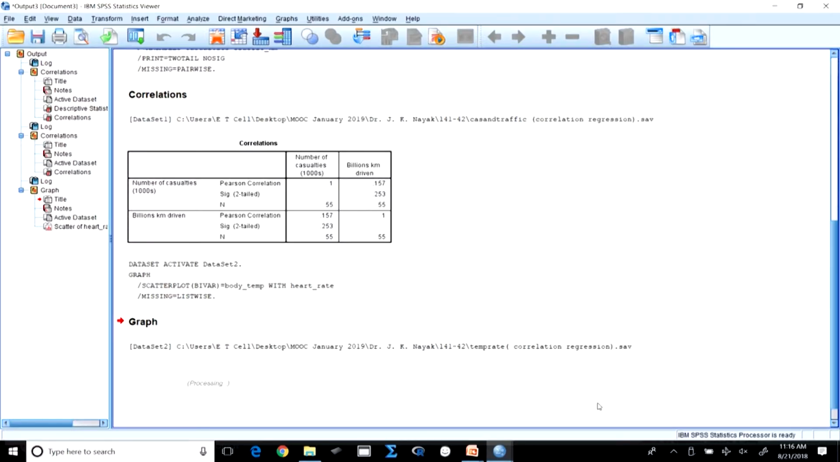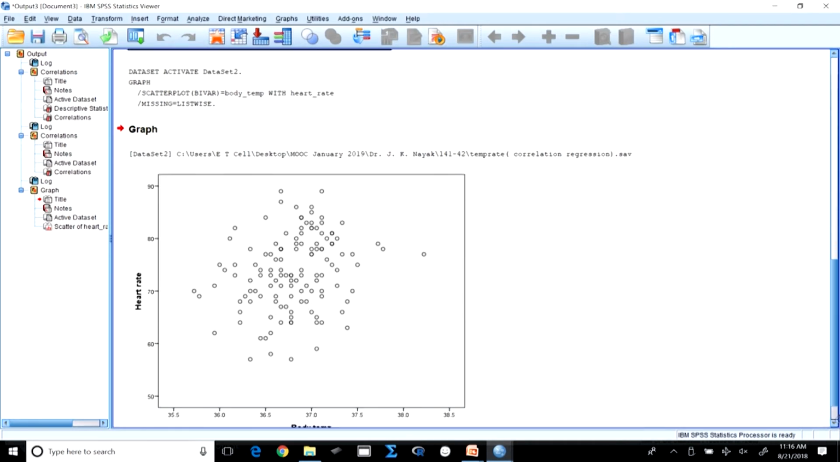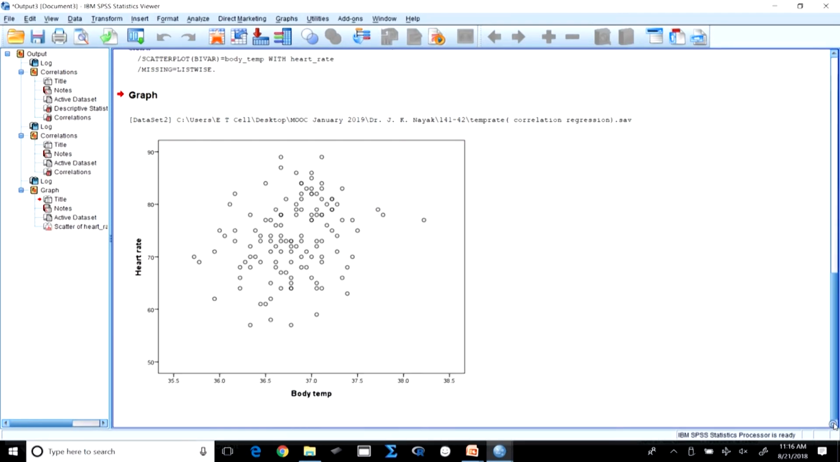Let us go to the output file, and if you look at it, this is how the data are scattered. My two variables are body temperature on the x axis and heart rate on the y axis, and this is how the data is distributed.